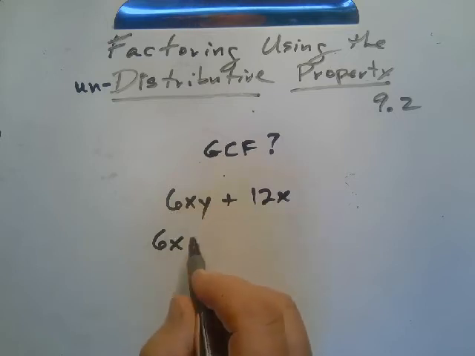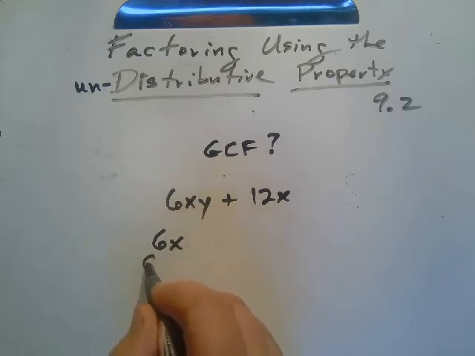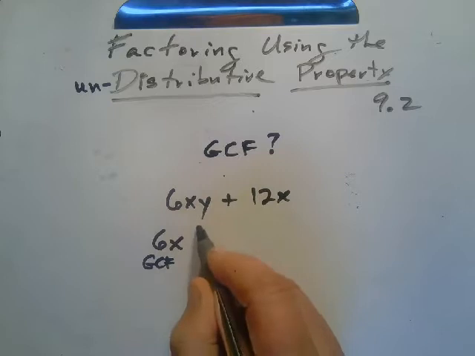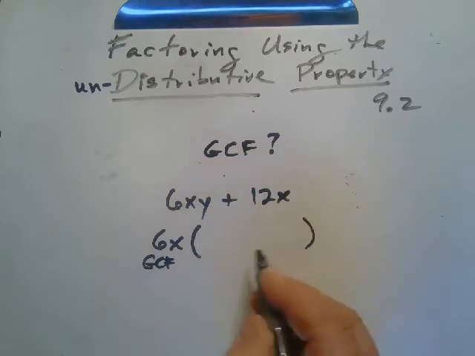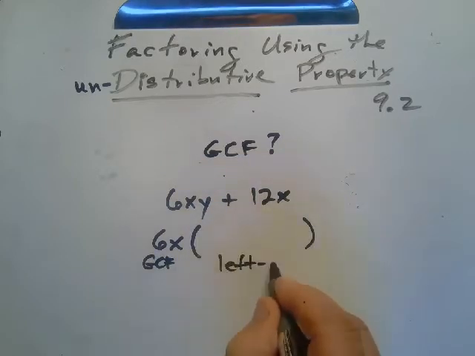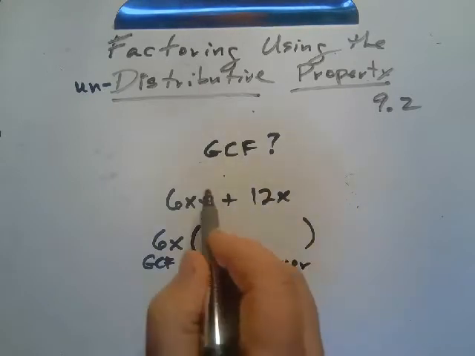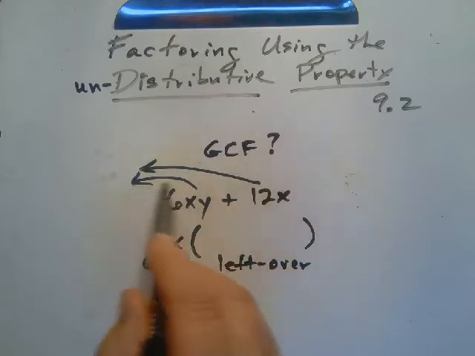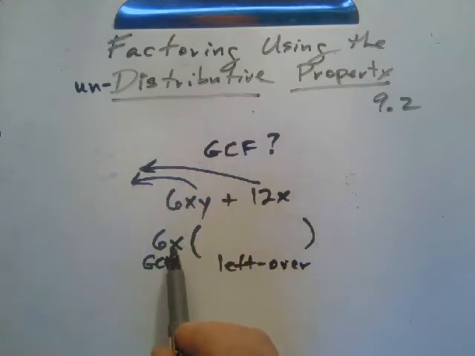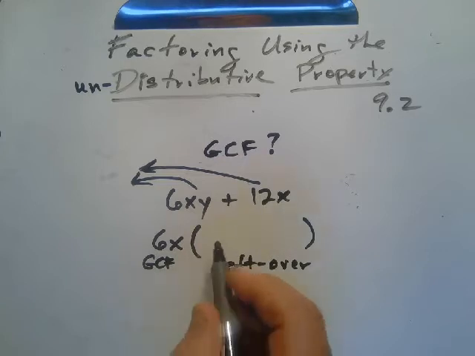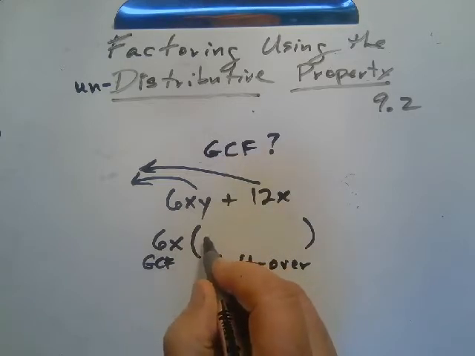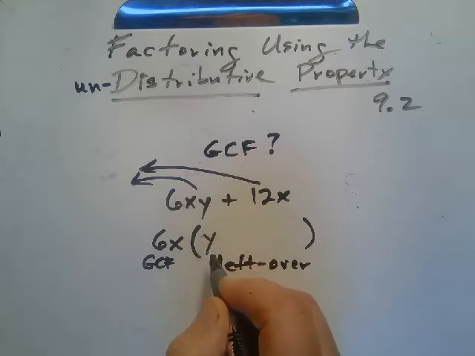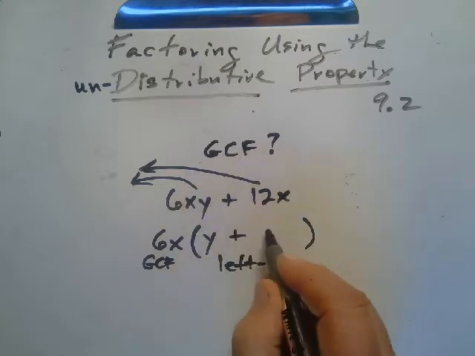And when I do that, this is my greatest common factor now right here. And the leftovers is what we're going to call the rest of this. The leftovers. If I was to undistribute, in other words, take something out of both of these terms, in this case I'm taking out 6x, what gets left behind? Well, let's see here. If I was to leave something behind, I'd leave behind a y, and I'm going to leave behind 2.